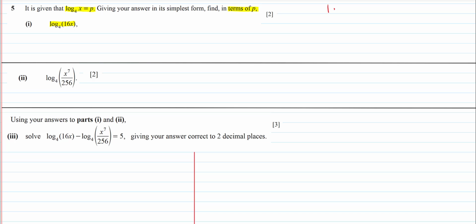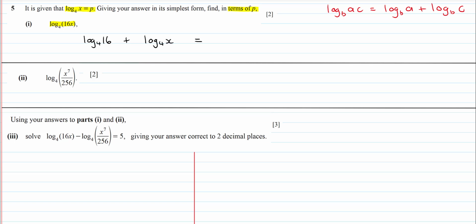If we have log base b of a times c, that is going to equal log base b of a plus log base b of c. For our problem, our a times c is 16 times x, so our a would be 16 and our c would be x. Writing that out, we're going to have log base 4 of 16 plus log base 4 of x.